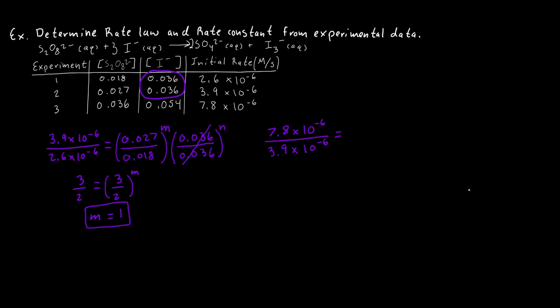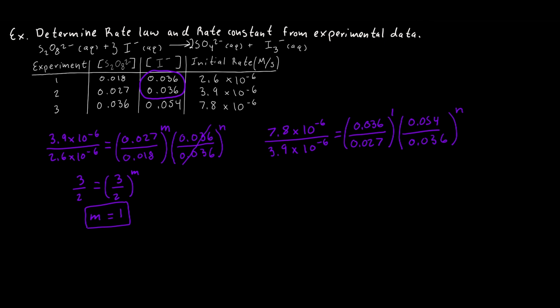Then our k's will cancel out, and now we can put concentrations of S2O8. So we have 0.036 on the top and 0.027 on the bottom for experiment 2. And now that we already solved for m, we know that m is equal to 1, so it must be the first power. Then our concentrations of I, we have 0.054 on top and 0.036 on the bottom. And that's raised to the n power, which we're trying to solve for.